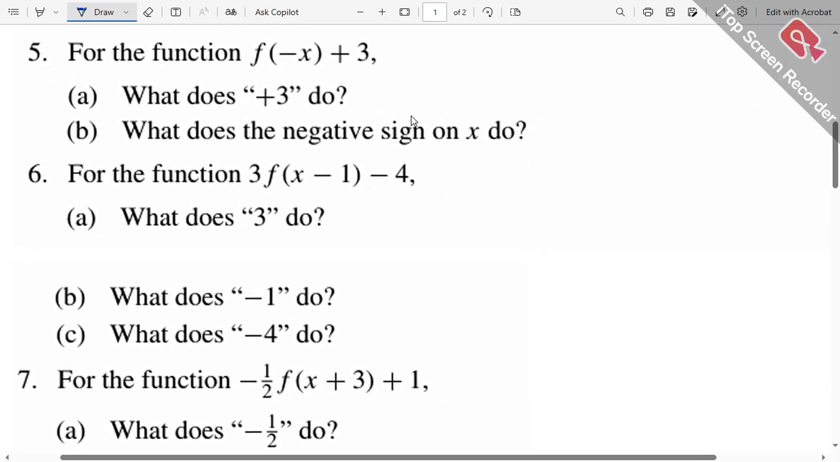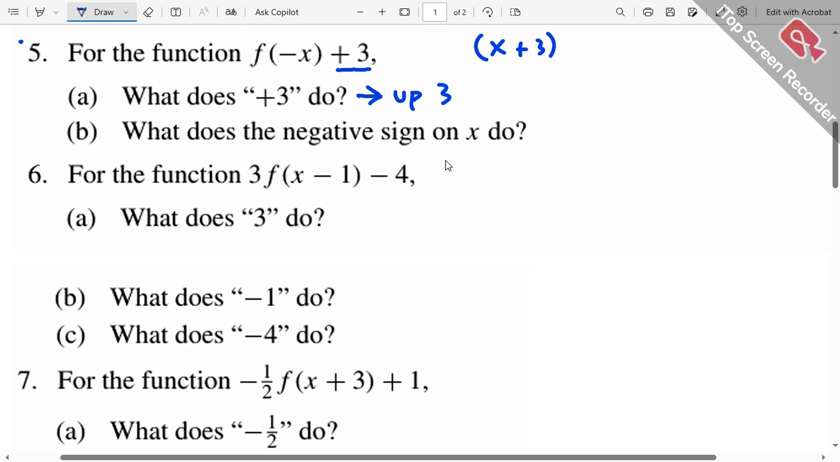Number 5. 5a, what does the plus 3 do? Well, you can see the function right here. The plus 3 is added to the whole function, all right? It's not just added to x. If it was in the parentheses, like x plus 3, then it would just be added to x. But when it's outside, the plus 3 is added to the whole function. So that makes it go up 3.